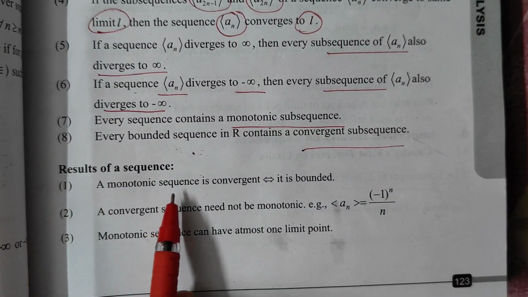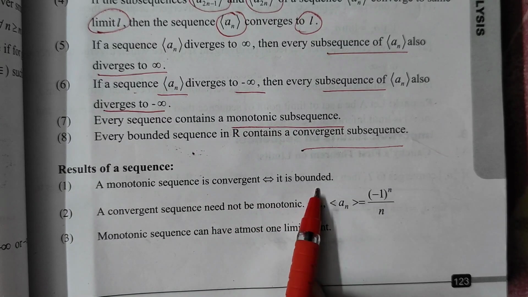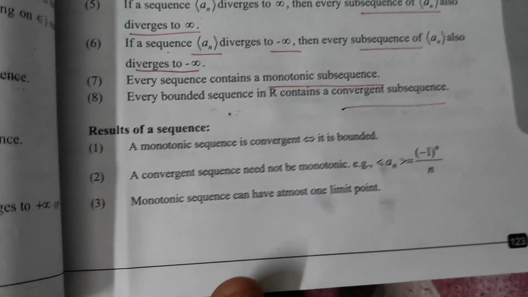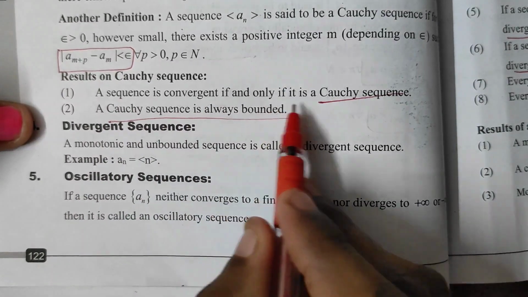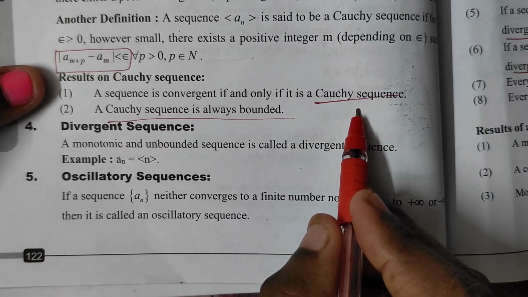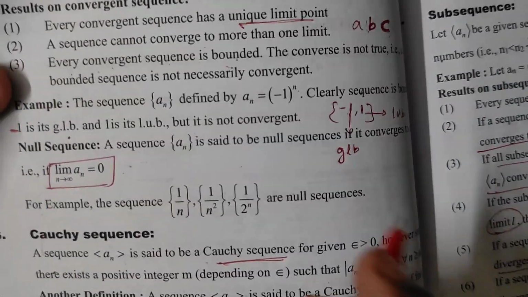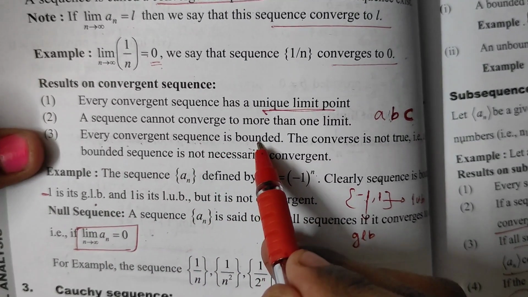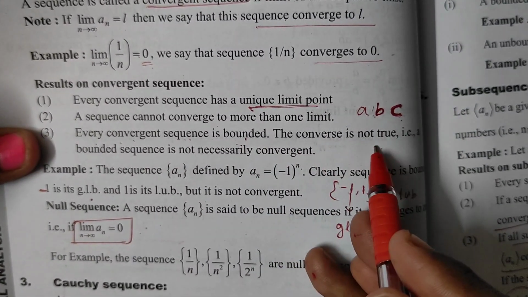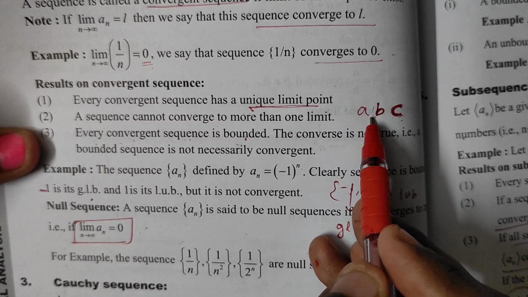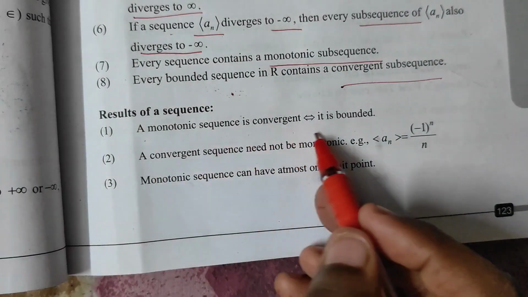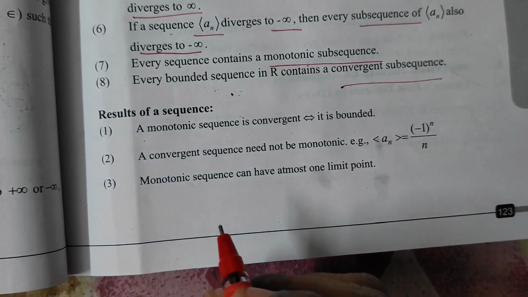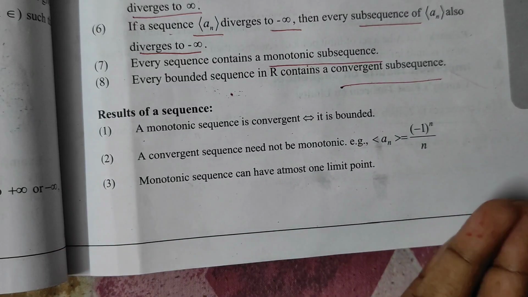Results of sequence. A monotonic sequence is convergent if and only if it is bounded. See here, already what we have seen is Cauchy. I already told you a sequence is convergent if and only if it is a Cauchy sequence, right? Another point I told you is that every convergent sequence is bounded, but the converse is not true. What does that mean? Every convergent sequence is a bounded sequence, but not every bounded sequence is a convergent sequence, right? But what they have given is a monotonic sequence is convergent if and only if it is bounded. If and only if means this side also comes, this side also comes. How is that possible? I already told you, not every bounded sequence is a convergent sequence.